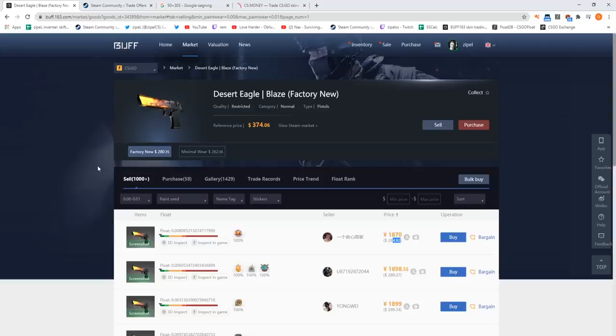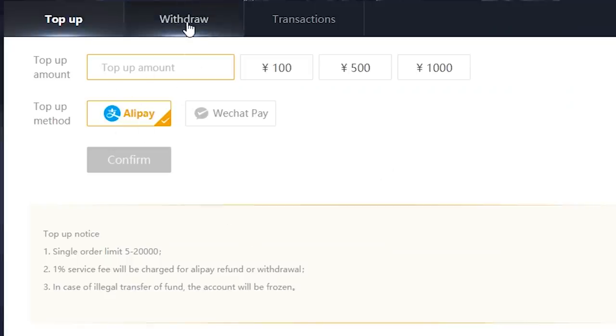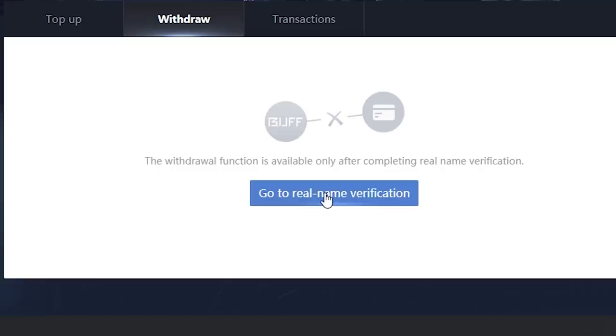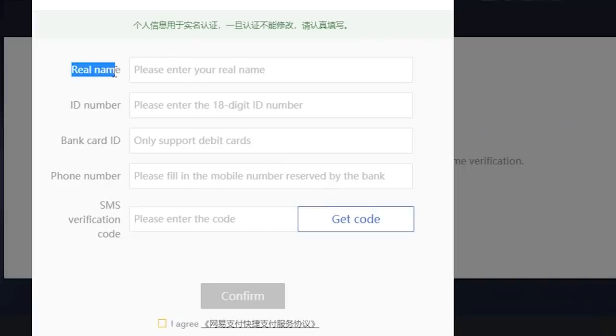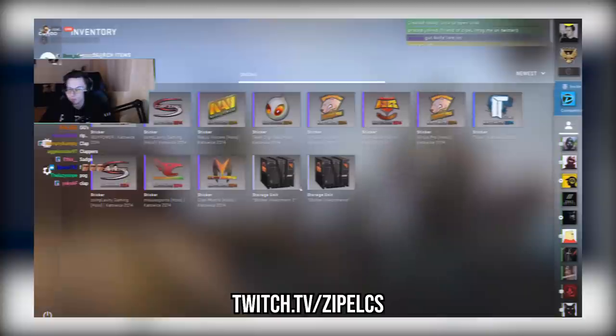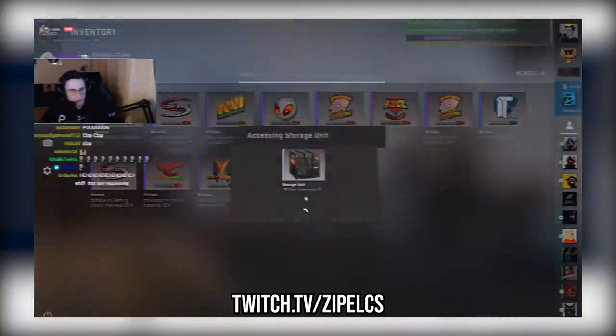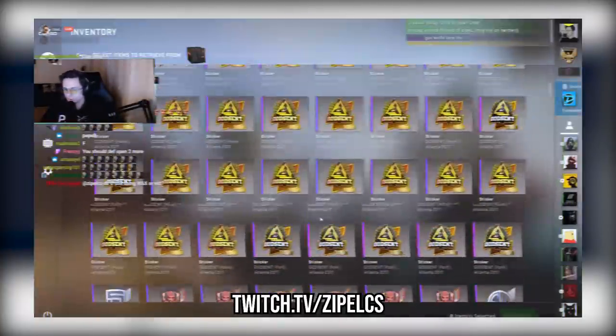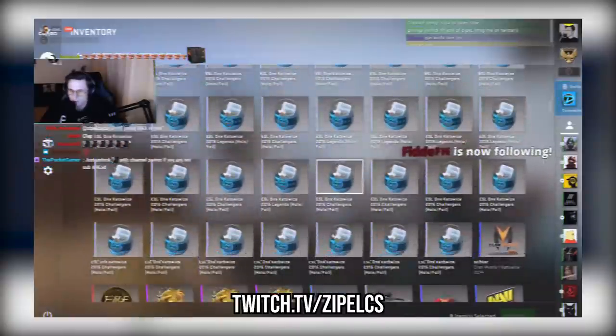Well, if you sell your skins on Buff, you will be left with Chinese balance that you cannot withdraw unless you have a Chinese bank account. So what you can do is sell your Buff balance to other users, but this is not really a thing that many casual players want to venture into. So what I would recommend is just using Buff as a way to check what price you should list your items for on another site.